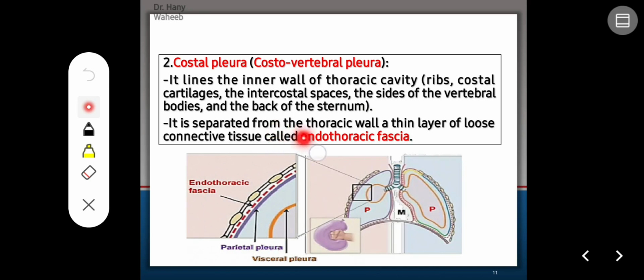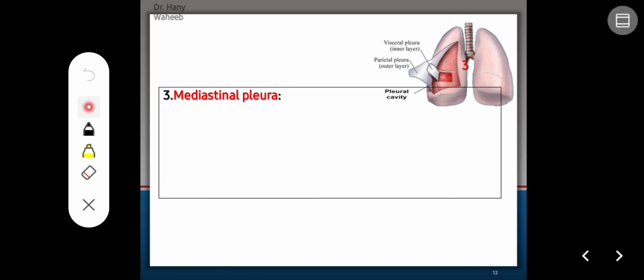It is separated from the thoracic wall by a thin layer of loose connective tissue called endothoracic fascia. So in between the costal pleura and the ribs and the intercostal spaces is a thin layer of loose connective tissue called endothoracic fascia. Number 3, the mediastinal pleura.